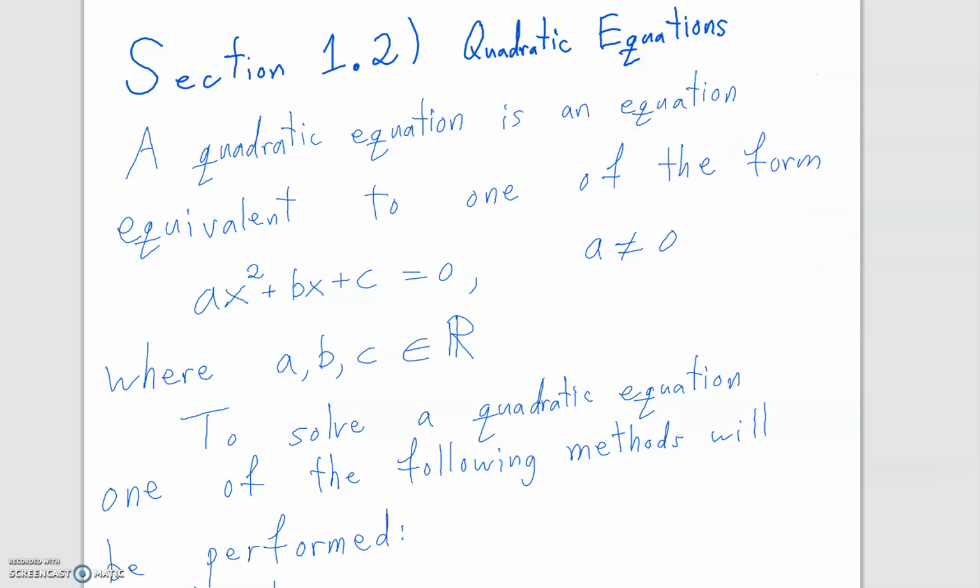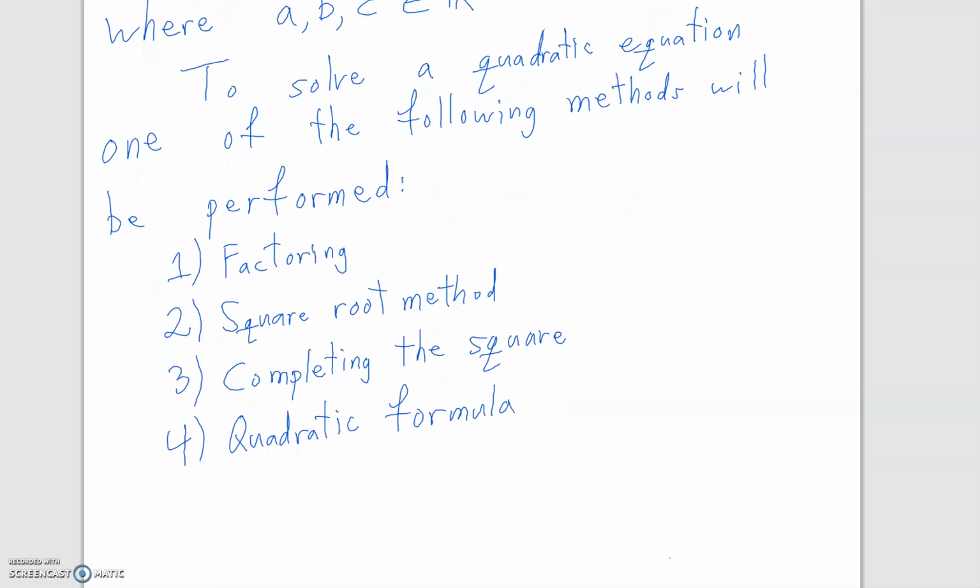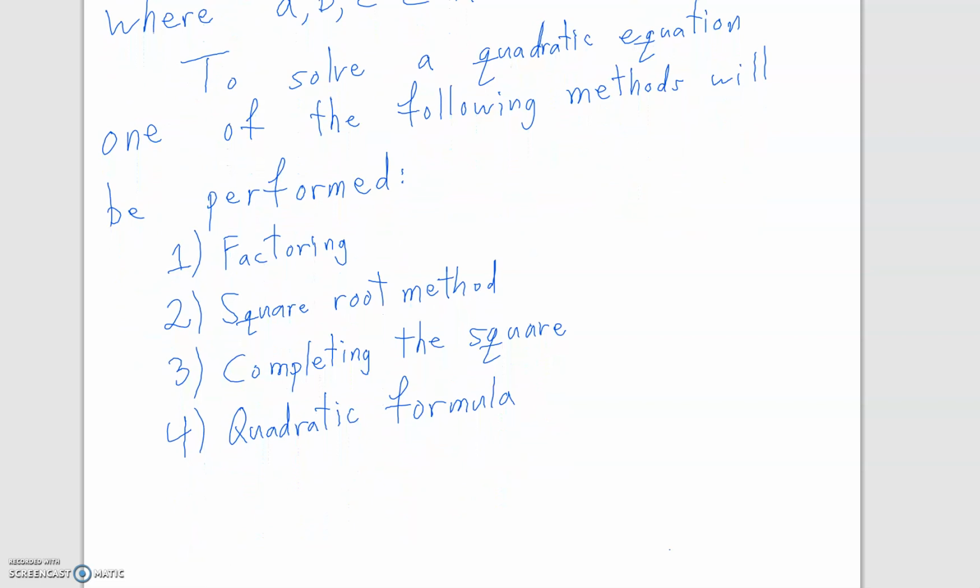So a quadratic equation is an equation equivalent to one of the form ax squared plus bx plus c equal to 0, where a, b, and c are all real numbers, with a not being equal to 0. To solve one of these types of equations, there are a few methods that are talked about briefly here in this section. To solve a quadratic equation, one of the following methods will be performed. You will either solve this by factoring, or use the square root method, or completing the square, or the quadratic formula.